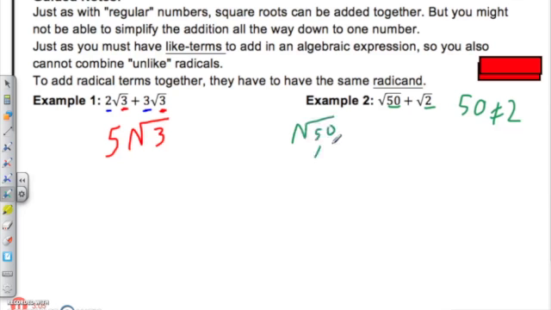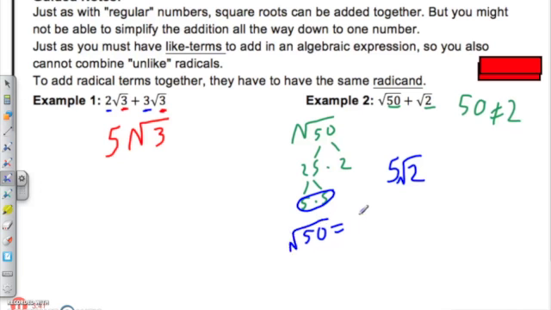The square root of 50 can be broken down as 25 times 2. Now 25 is a perfect square. It is 5 times 5. Just like when you were simplifying radicals in the last lesson, we're going to pull that out. Since it's 5 times 5, if you take that out, it's going to be a 5 outside the radical, and we're left with only the 2 in the radicand. So the square root of 50 is the same thing as 5 square roots of 2.